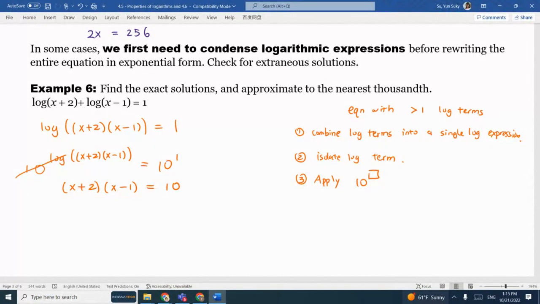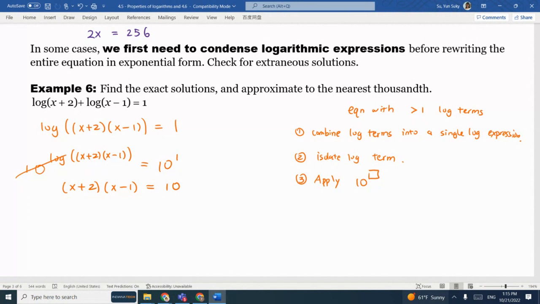Oh, does that mean x plus 2 equals 10 or x minus 1 equals 10? No. All we need to do, we multiply everything out. Okay? Multiply everything out and then combine the like terms. And then use either the quadratic formula or factoring.